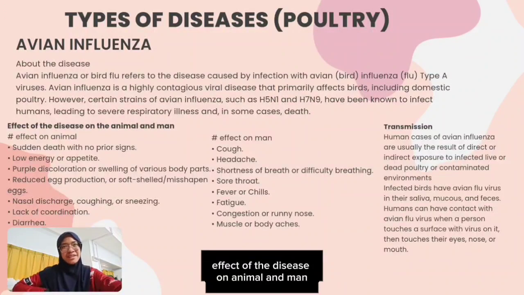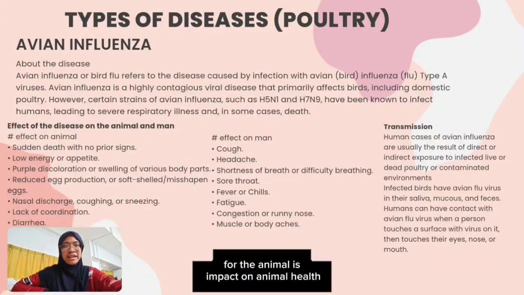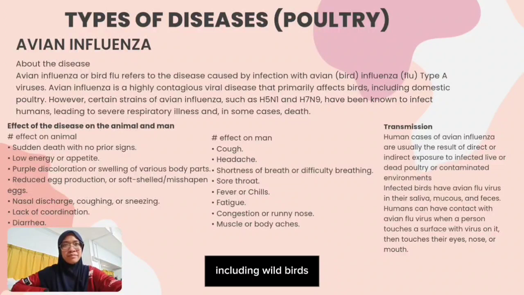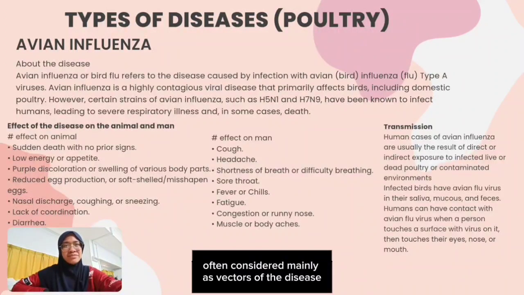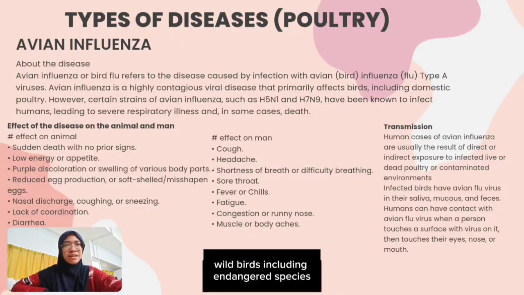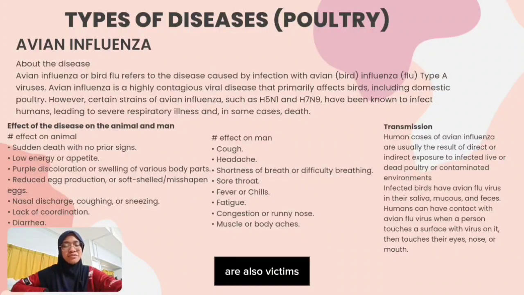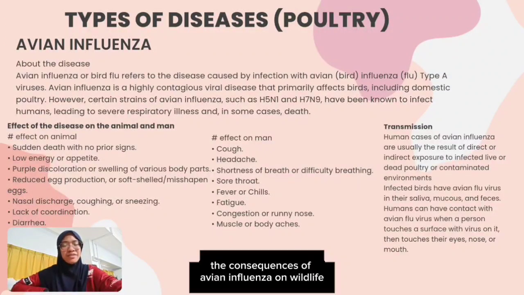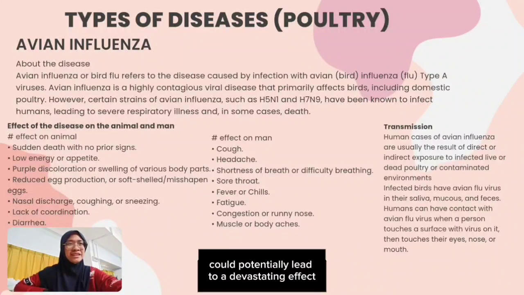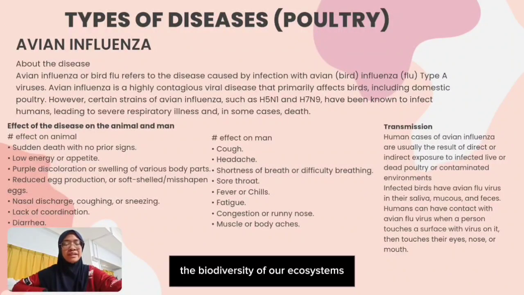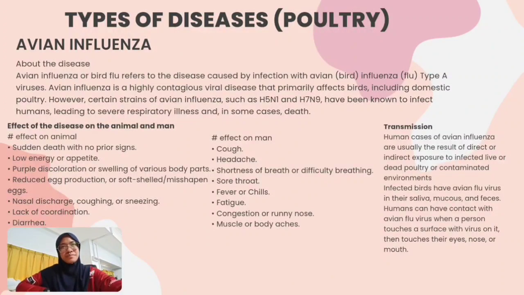Effect of the disease on animal and man. Effect on the animal is the impact on animal health, including wild birds, often considered mainly as factors of the disease. Wild birds, including endangered species, are also victims. The consequences of avian influenza on wildlife could potentially lead to a devastating effect on the biodiversity of our ecosystems.